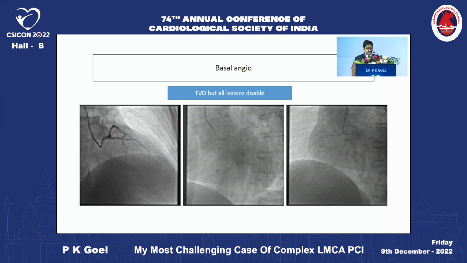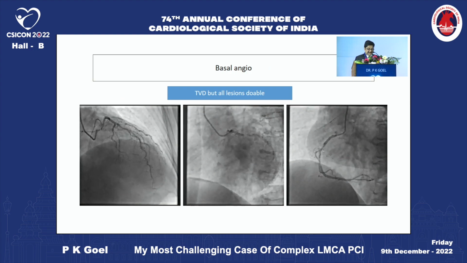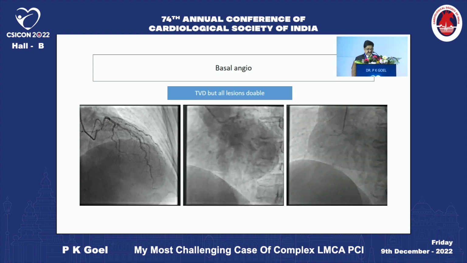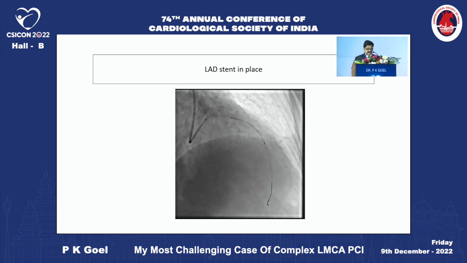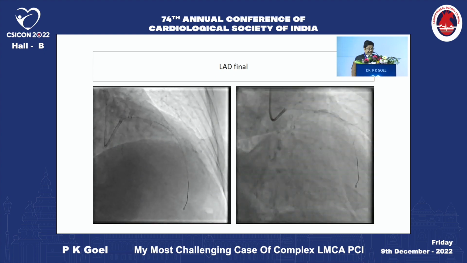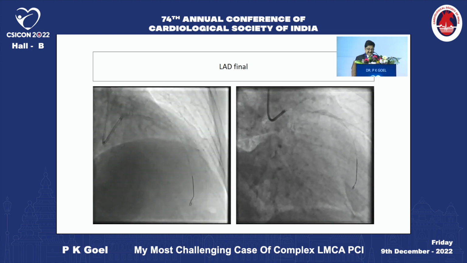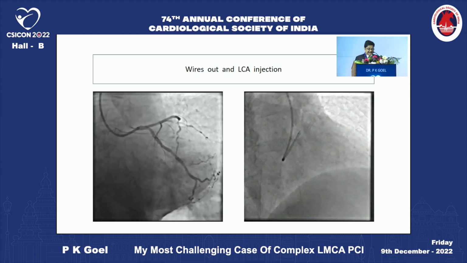So let's see. So this is the patient. Triple vessel disease, so all three lesions are doable. So stenting the circumflex and then the LAD. Reasonable, straightforward triple vessel disease. That's the LAD final. The wires are out.